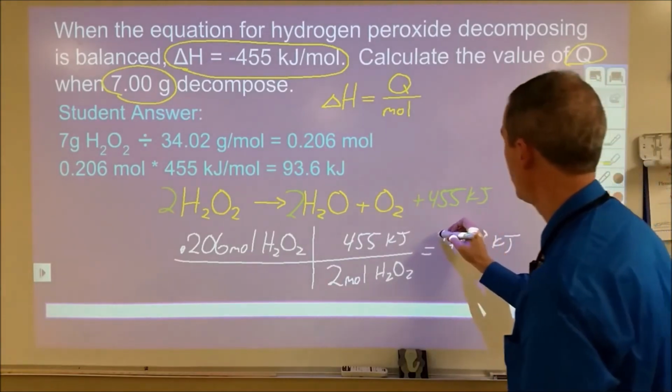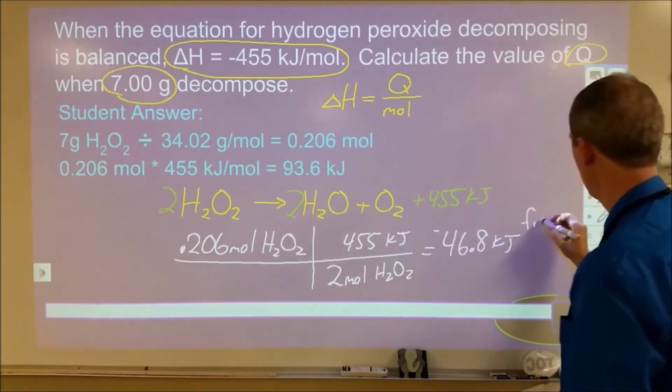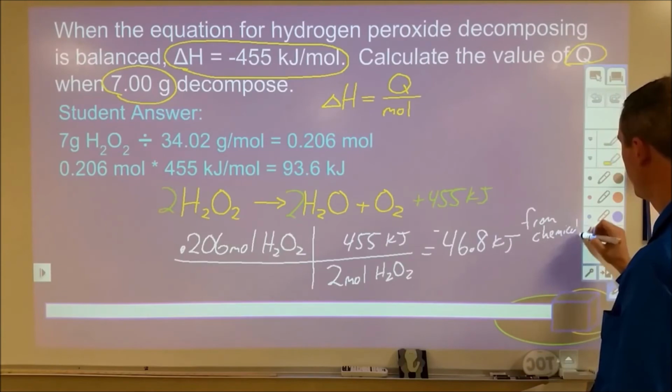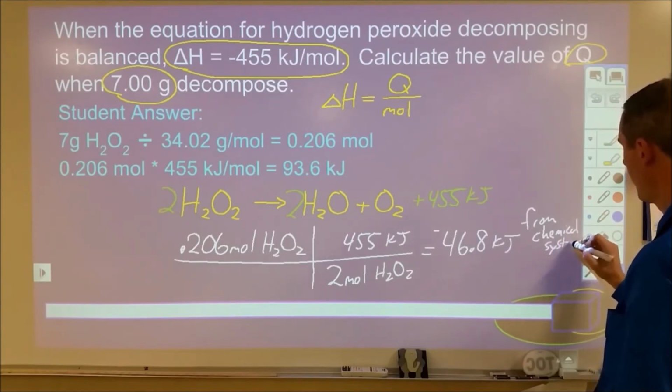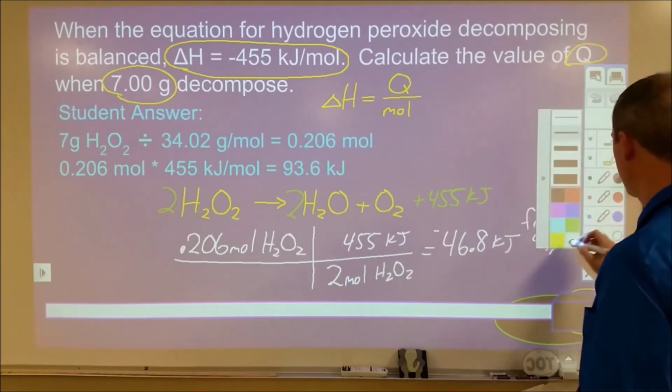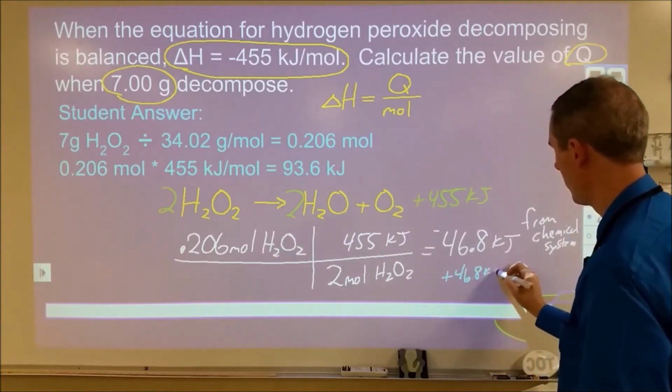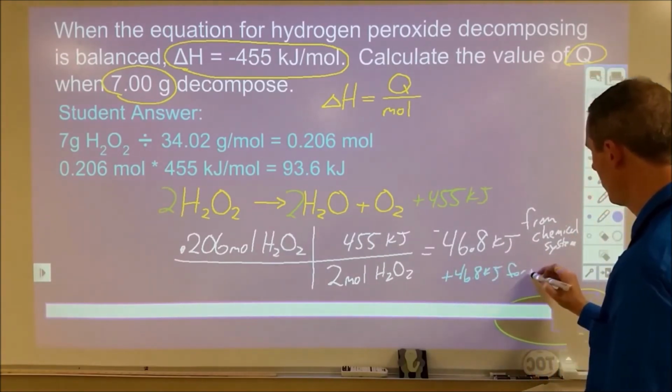So let's go ahead and put that this is negative from chemical system or positive 46.8 kilojoules for surroundings.